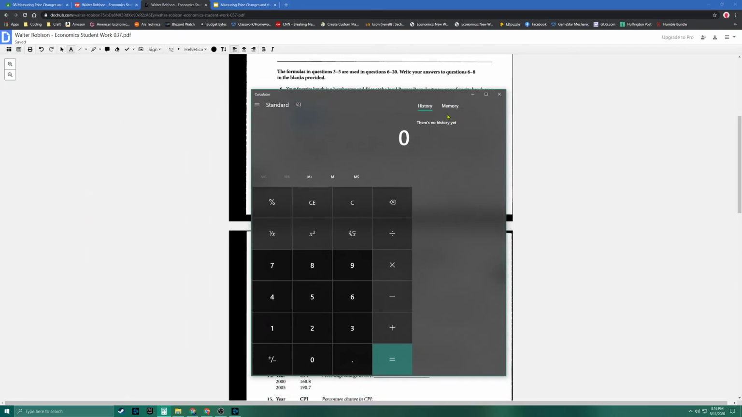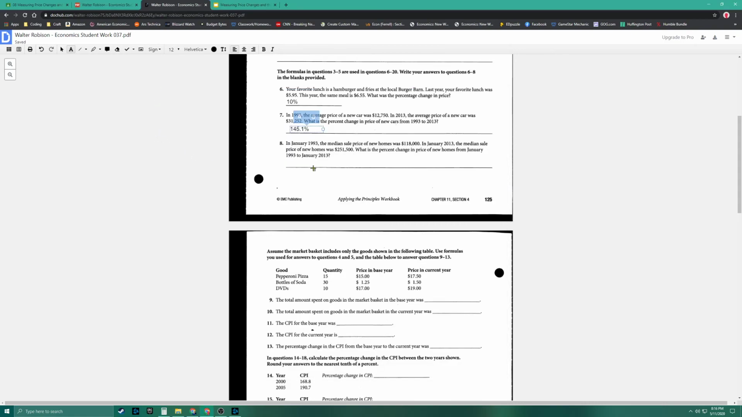So we're going to take our latter year, $251,500. We're going to subtract that from $118,000. That gives us $133,500. We're going to divide that by the 118. That gives us 1.13. Take that and multiply that by 100 so we get a percentage. So it's 113.1% increase. So our answer for 8 is 113.1%. All right. That's what you got to do.